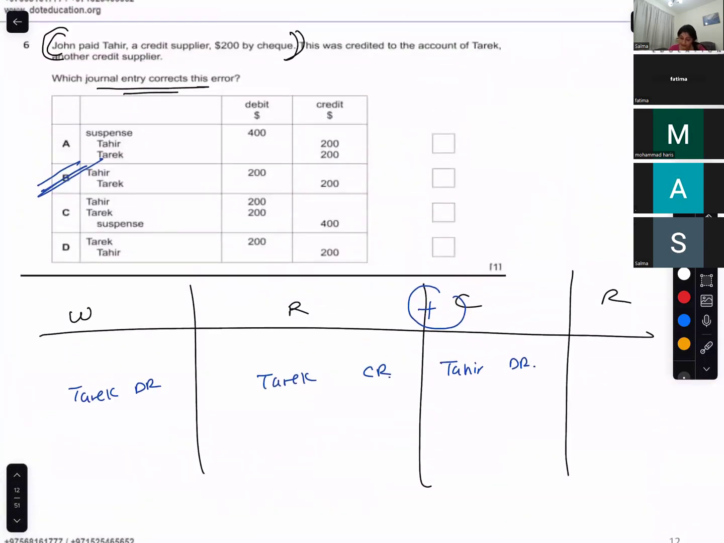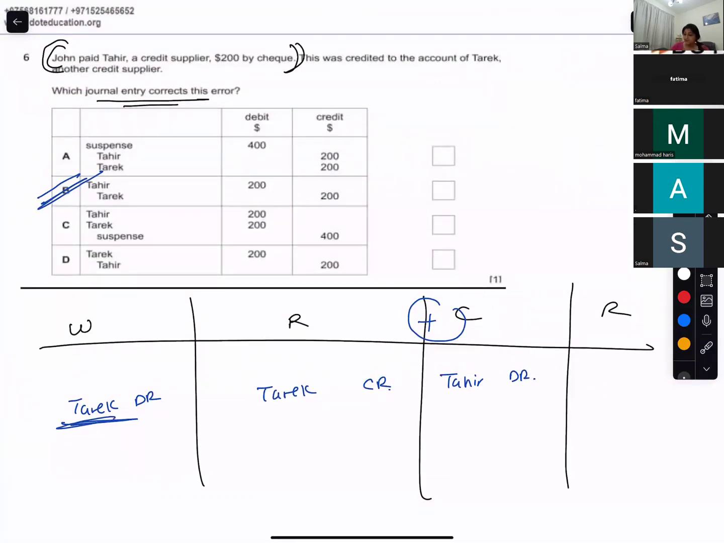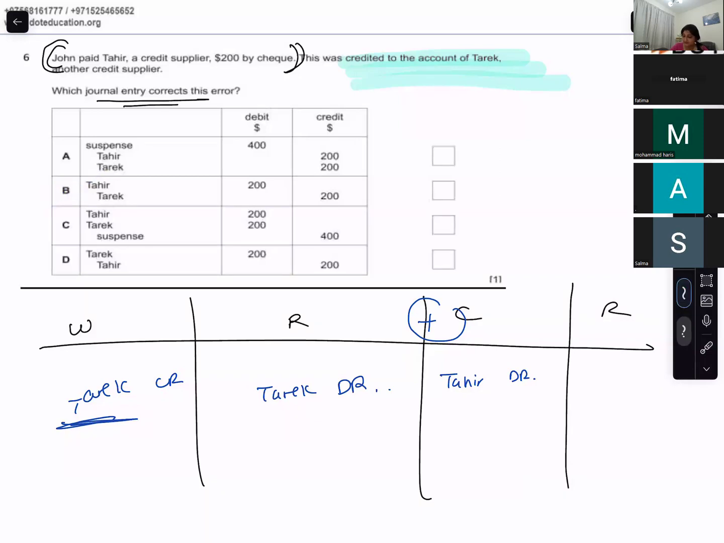We've done something wrong. Read the question properly, darling. John paid Tahir, a credit supplier, 200 by check, and this was credited to the account of Tariq. What is the wrong method? Tariq is credit, and then it'll become debit. So Tahir and Tariq debit, suspense credit. Yes.